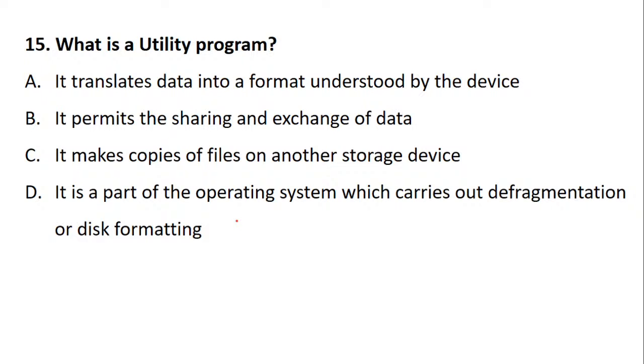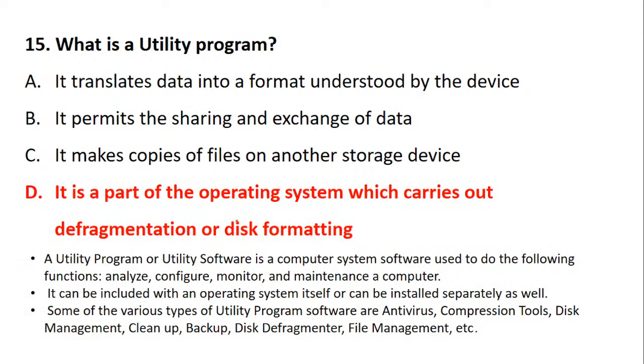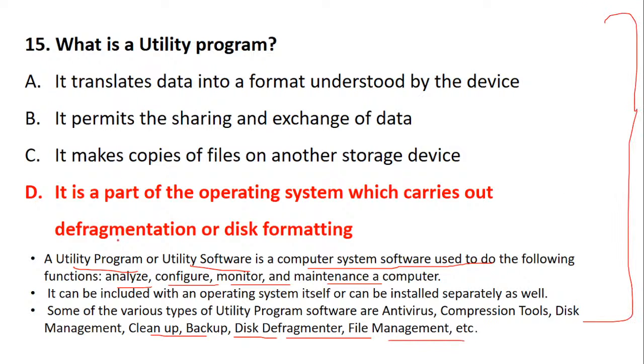Okay, 15 D. It is a part of the operating system which carries out defragmentation or disk formatting. A utility program is a computer system software used for analyzing, configuring, monitoring and maintaining a computer. It can be included with an operating system. Some types of utility programs are antivirus, compression tools, disk management, cleanup, backup, disk defragmenter, or file management. That is the detail on utility programs.